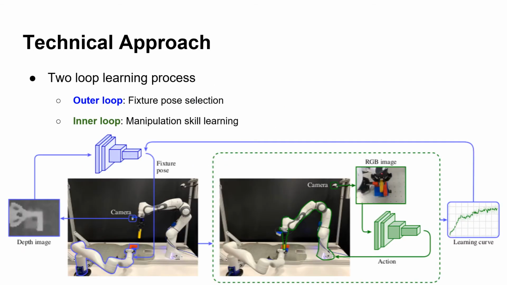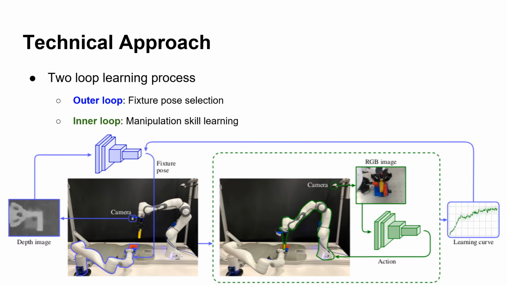To make the robot autonomously learn the manipulation skill, this paper proposed a two-loop learning framework. In the outer loop, the robot learns how to place the fixture. Once the fixture is placed, the robot switches from the outer loop to the inner loop process, where it learns to perform the manipulation skill using a reinforcement learning algorithm. The accumulated reward is calculated to reflect the learning of the manipulation task given the fixture pose. The reward is then sent to the outer loop to guide the fixture pose selection.